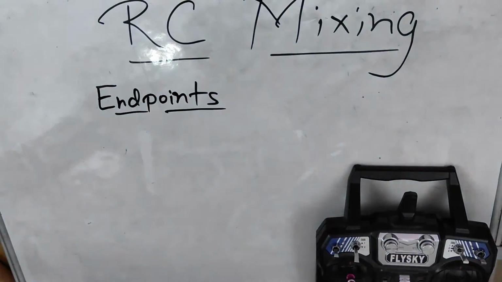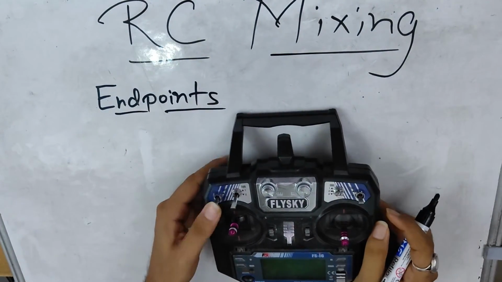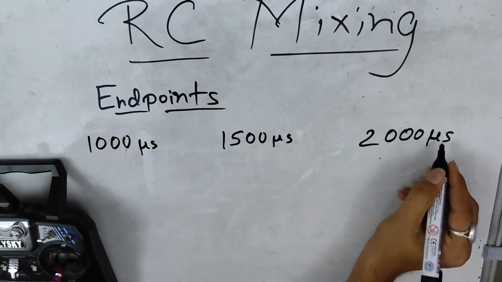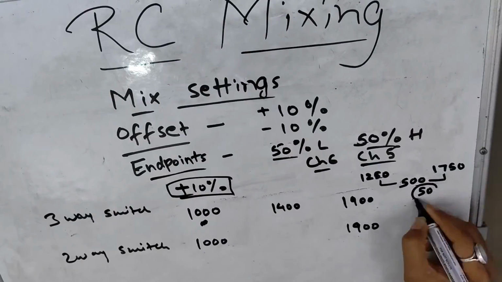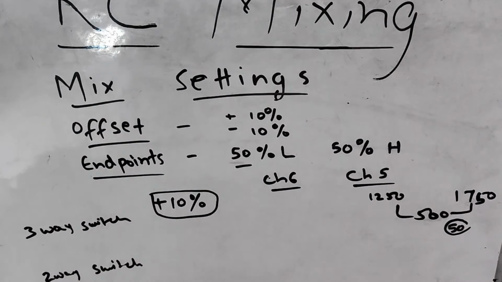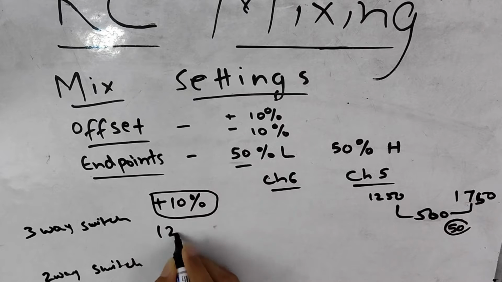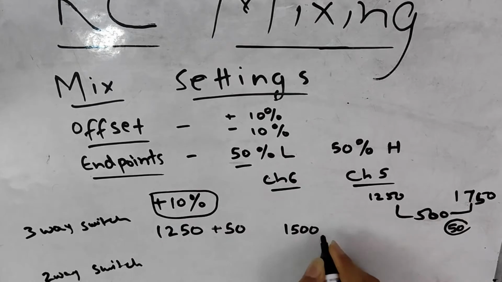In the previous video, we discussed endpoints and offsets in the mix settings. In this video, we'll be covering positive mix and negative mix parameters, which are a part of the mix settings. So let's get started.